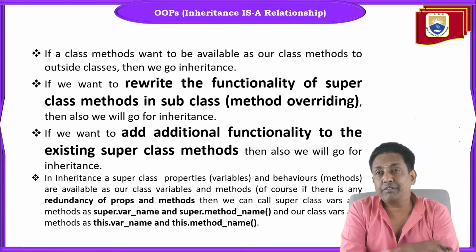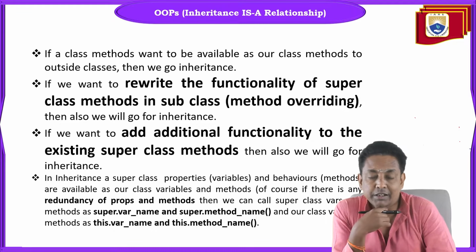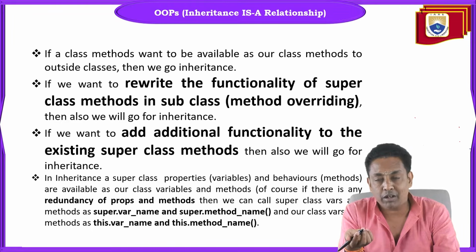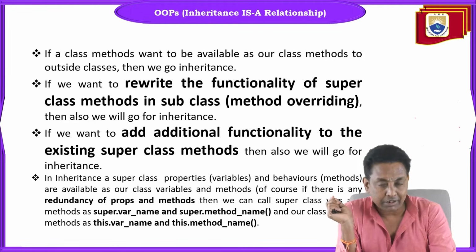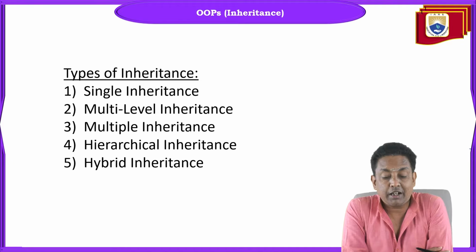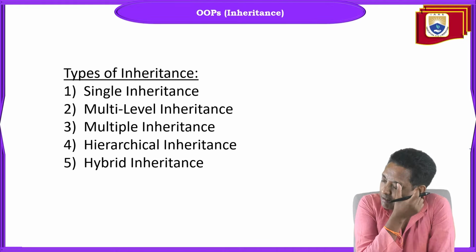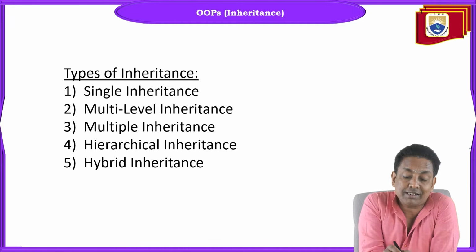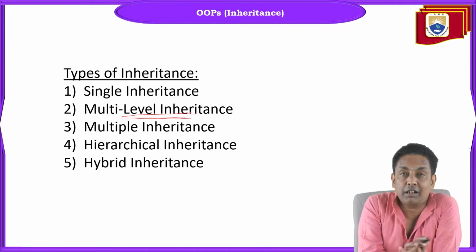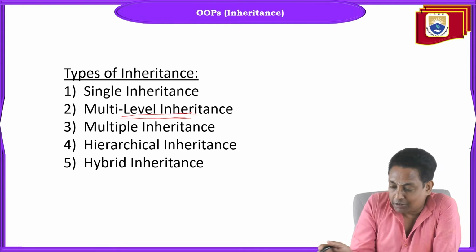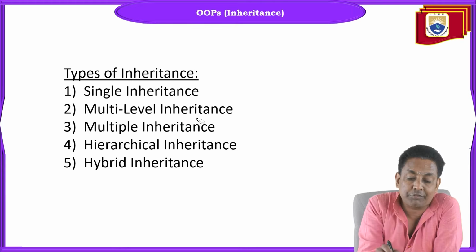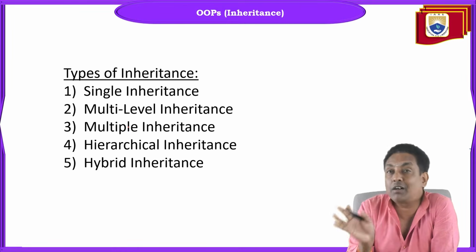So far we have discussed when to go for inheritance. To rewrite the functionality of already existing superclass methods, or to add additional methods, we go for inheritance. Now we'll come to the types of inheritance. Actually, Java supports only one type of inheritance, that is multi-level inheritance. If you look at only the multi-level inheritance example and leave, you can get into the remaining Java concepts. But as we came to the context of discussing inheritance, we'll discuss all types of inheritances.